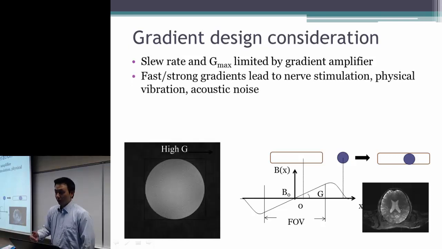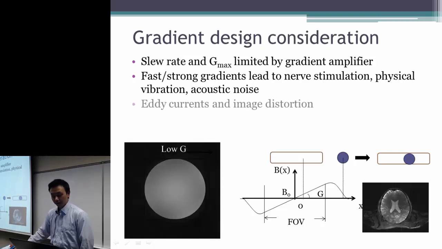And sometimes when we use very fast switching gradients or very strong gradients, it can lead to some eddy currents inside the human body. So these eddy currents will actually lead to nerve stimulation, making your muscles twitch. And also a very strong, fast on and off gradient would lead to the physical vibration of the coils itself. And also it will lead to a very strong acoustic noise. So when you go in for an MRI scan, you always need to plug in an earplug to reduce those noises.